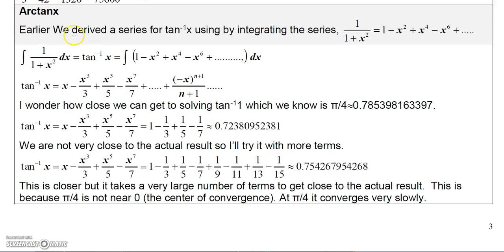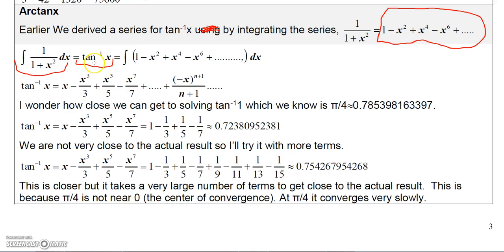Okay, let's talk about arctan. Earlier we derived a series for the arctan of x by integrating the series for 1 over 1 plus x squared. And so remember, we developed the series for 1 over 1 plus x squared. If we integrate that, it's actually going to give us arctan, because we know that if we integrate this from the formulas, we should get arctan.